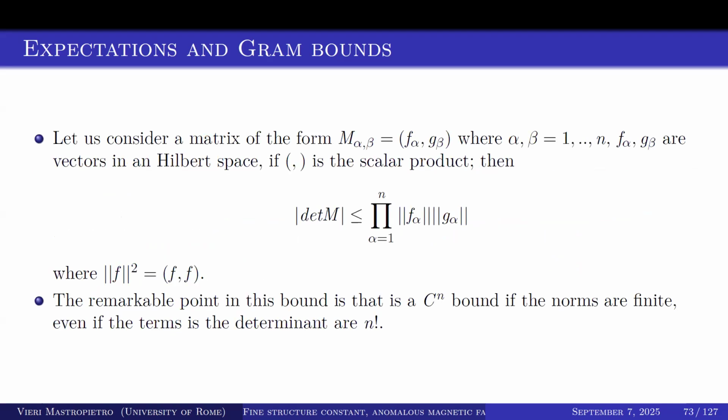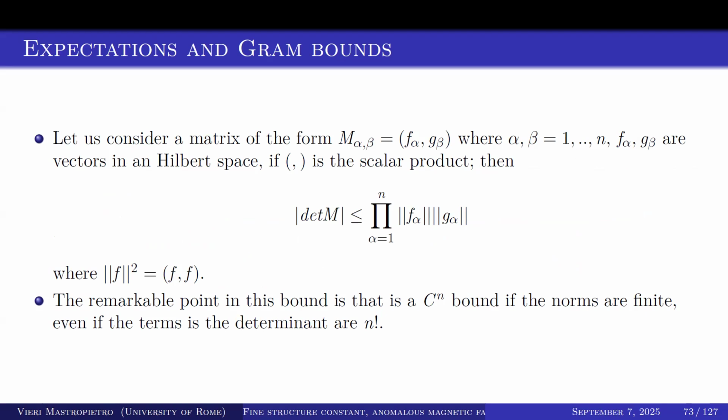So everyone knows what this Gram inequality is. If you have a determinant of a matrix whose entries have the form of an inner product, then you can bound it with the product of the norms of F and G. Why is this interesting? Because you don't have the n factorial. In its basic form, it's simply the inner product.